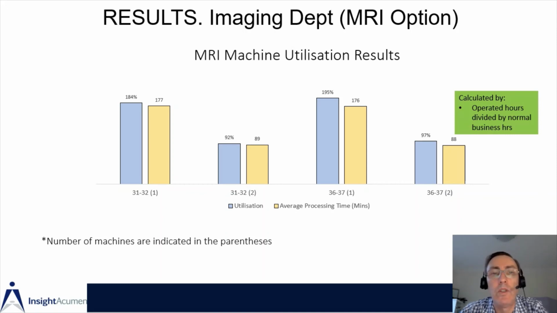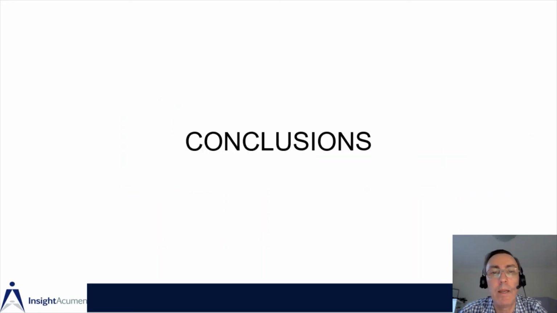Since utilization and average processing time figures were high with a single machine, we modeled the future scenario using an extra MRI machine. That's indicated by these figures here. We have 2031-32 with 2 machines, and here's 2036-37 with 2 machines. So 2 machines were observed to reduce the pressure on the system with improved patient experience. The average processing time cut in half.